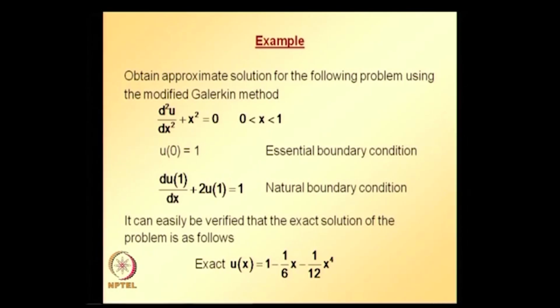And now we look at the next problem. This problem we also solved using the variational method, and what we will do is solve the same problem using the Galerkin method, the modified Galerkin method. The problem statement is given here. Second derivative of u with respect to x square plus x square is equal to 0, problem domain is 0 to 1, essential boundary condition u evaluated at x is equal to 0 is 1, and natural boundary condition derivative of u evaluated at x is equal to 1 plus 2 times u evaluated at x is equal to 1 is 1.